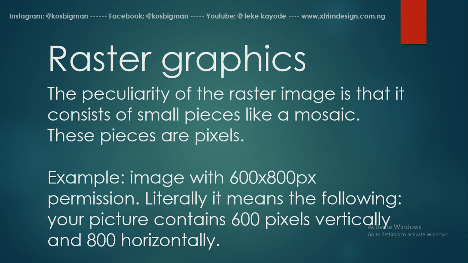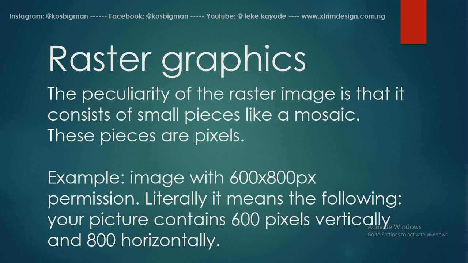Those pixels, when they are put together in a large number of pieces, are why you hear things like 32 bits, 24 bits, 16 bits. That has to do with the pixel capacity.